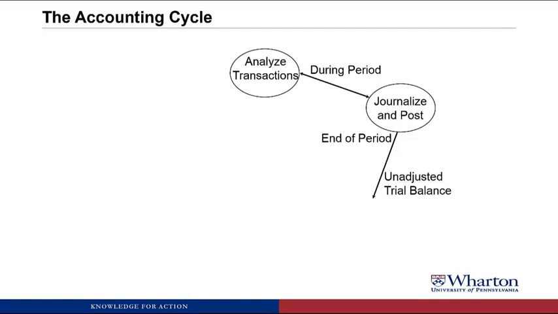So far, we've looked at the part of the accounting cycle where a company is analyzing transactions, doing journal entries, and posting the T accounts during the fiscal period. And at the end of the period, the company does an unadjusted trial balance to make sure that there are no mistakes made so far.